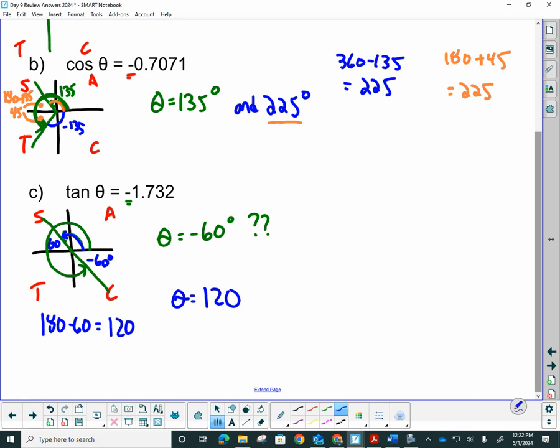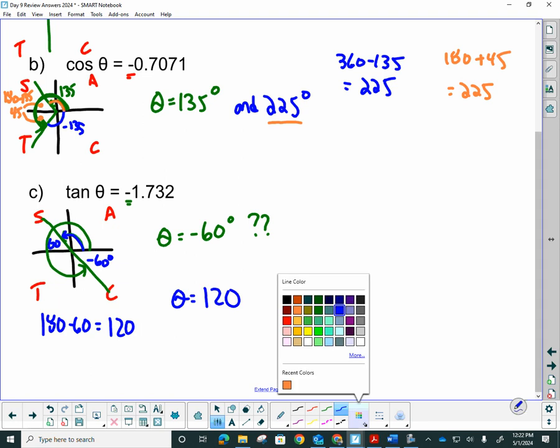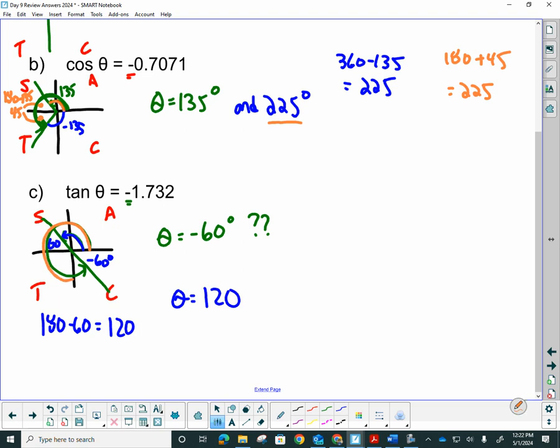The second answer, which I'll do orange again, is going from here all the way to here. And the calculator said, hey, that's negative 60, which means I have a full rotation, but I got to take away the 60. And that means I have 300 left. So the other answer is 300 degrees.